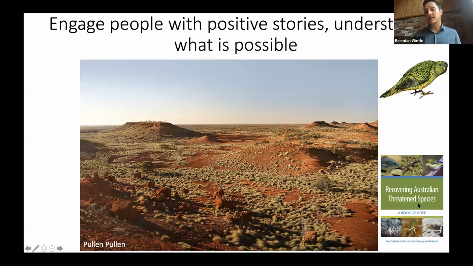And because of that, we actually supported the publication of a book called Recovering Australian Threatened Species, a Book of Hope. This is a compendium of good news stories led by Stephen Garnett up at CDU, and that tells a lot of stories about successful threatened species conservation efforts, and it identifies those key factors of an engaged community, committed people, and the right time and the right place.